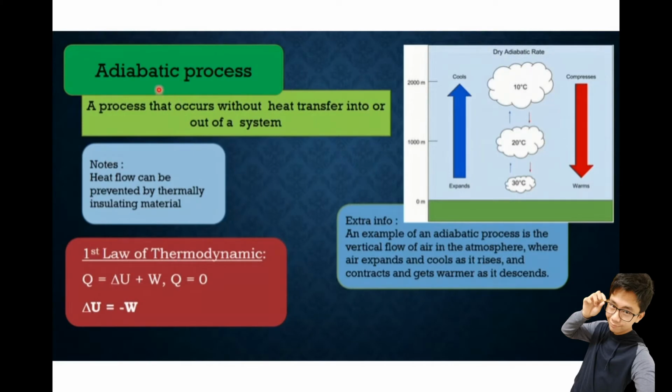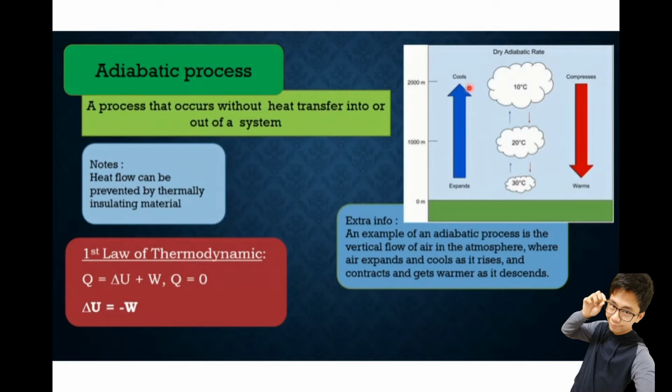Okay, adiabatic process. It means a process that occurs without heat transfer into or out of a system. Note, heat flow can be prevented by thermally insulating the material. Okay, from the first law of thermodynamics, Q is equal to delta U plus W, but in this case, Q is equal to 0 because there is no heat transfer into or out of the system. So when we rearrange the equation, we get delta U is equal to negative W.